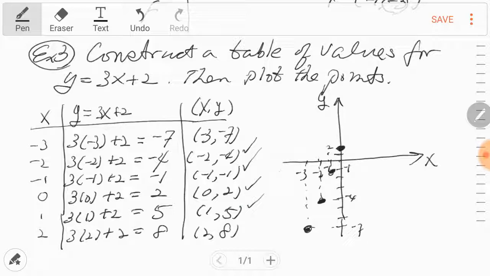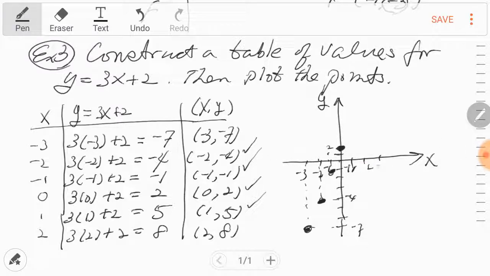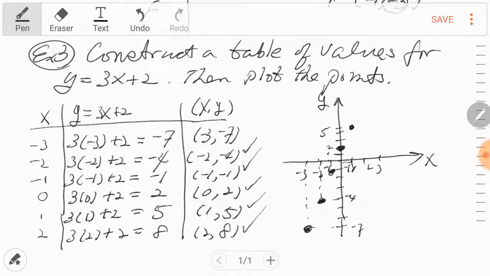Okay. The fifth one, x equals 1, then y is 5. X equals 1, 2, 3. So x equals 1, then y is 1, 2, 3, 4, 5. Okay, the last point is x equals 2, then y is 8. X equals 2, move 2 to the right, and then 8 units up. 6, 7, 8. So 2 units to the right and 8 units up.